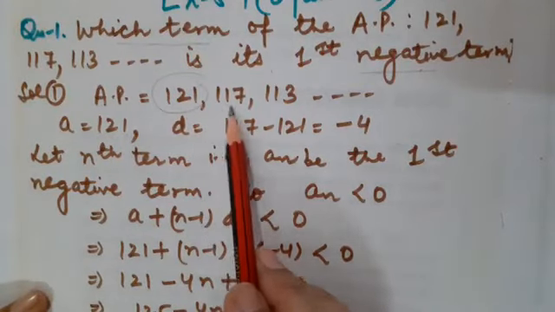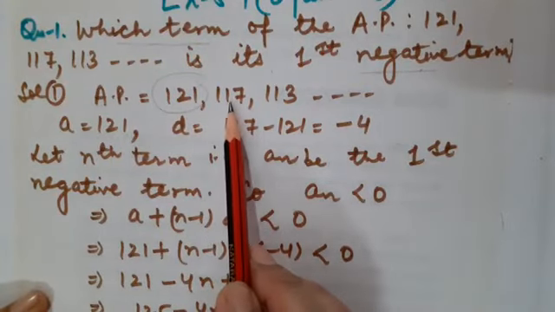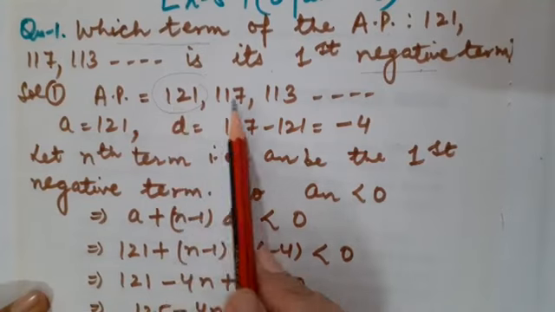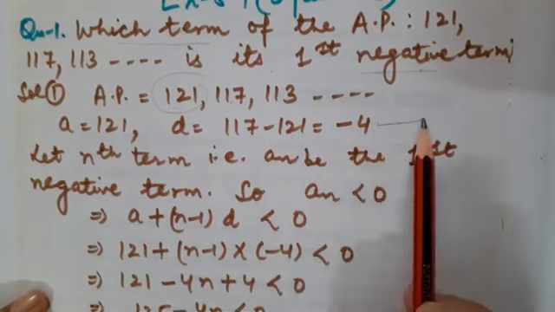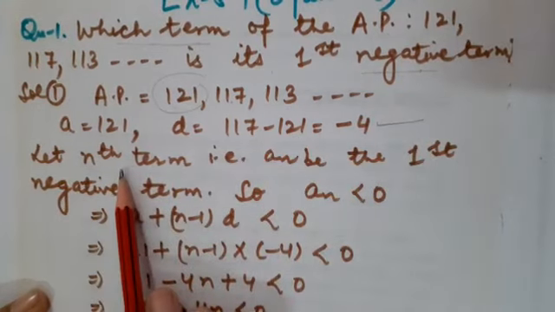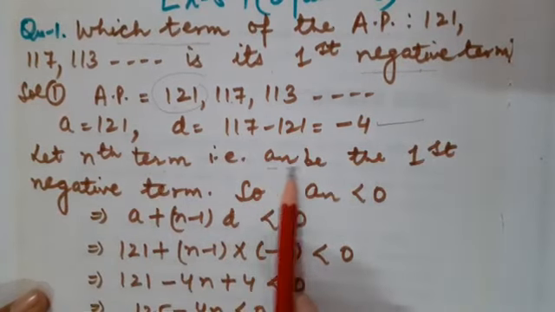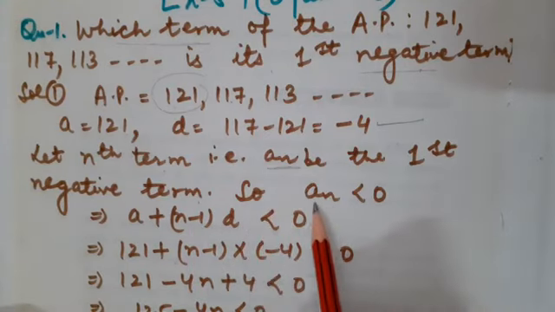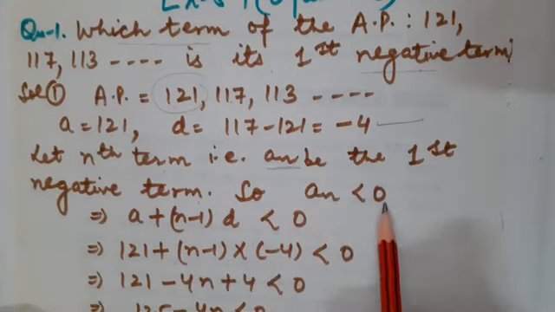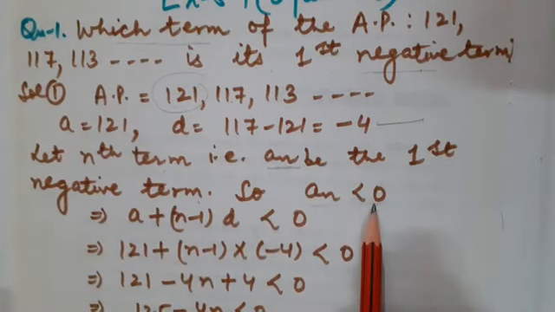How to find out the common difference? This is succeeding minus preceding. That is 117 minus 121 will give you minus 4. Correct? So let the nth term, that is AN, be the first negative term. If I am talking about the negative term, it means that term must be less than 0. So can I write the nth term, that is AN, must be less than 0? Because the numbers which are less than 0 always give the negative result.